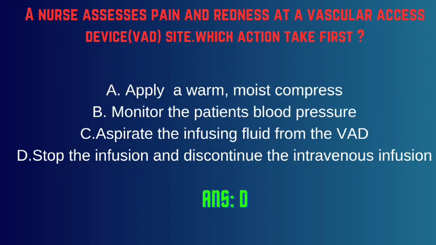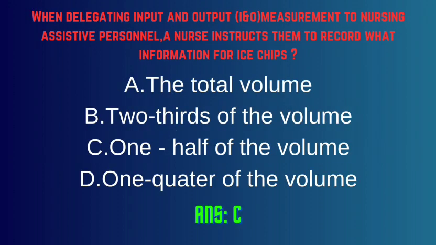Answer is D. The next question is, when delegating input and output measurement to nursing assistive personnel, a nurse instructs them to record what information for ice chips? The total volume, two-thirds of the volume, one half of the volume, one quarter of the volume. Answer is C.